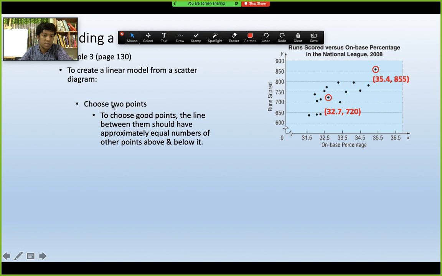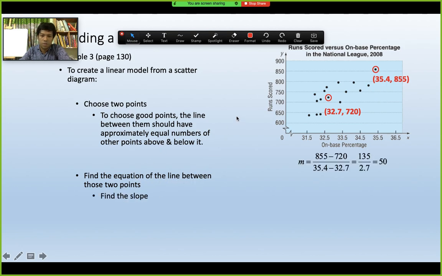So the first task is to choose 2 points. Choose 2 points which will represent all the data. If you draw a straight line through the middle with these 2 points, the straight line will represent all the data. So first choose 2 points, then find the equation between these 2 points. For finding the equation, you need to find the slope. Slope you can find just from these 2 points.